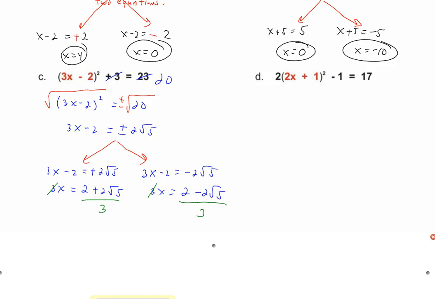Do you notice how these two are exactly the same, except one has a plus in the middle of the top and the other has a minus in the middle of the top? Do you see that?